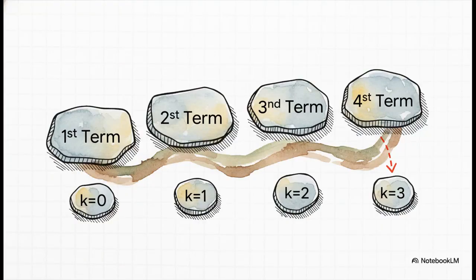And one last kind of sneaky pitfall. Remember that in the formula, our counter k starts counting from 0, not 1. That means the first term is when k is equal to 0, the second term is when k is equal to 1, and so on. So if a question asks for the fourth term, you need to use k equals 3. It's a classic off-by-1 error, and it's super easy to make when you're in a hurry.